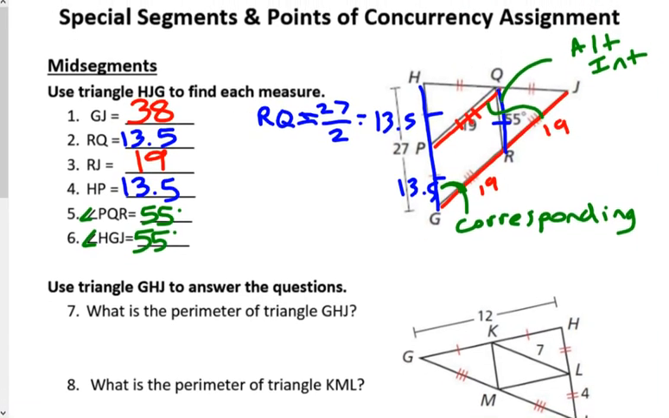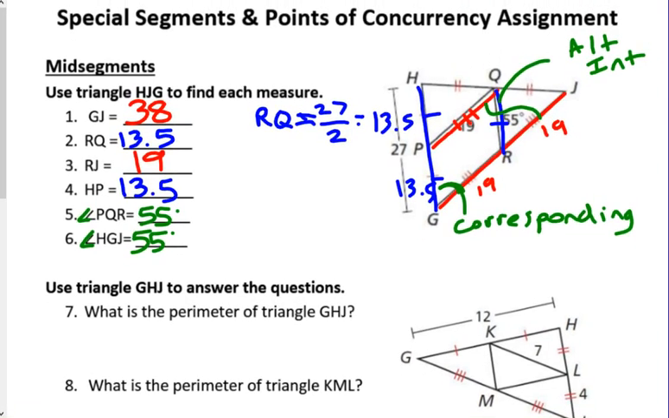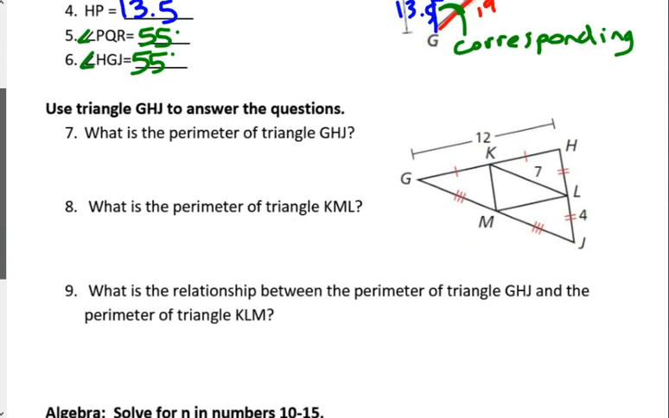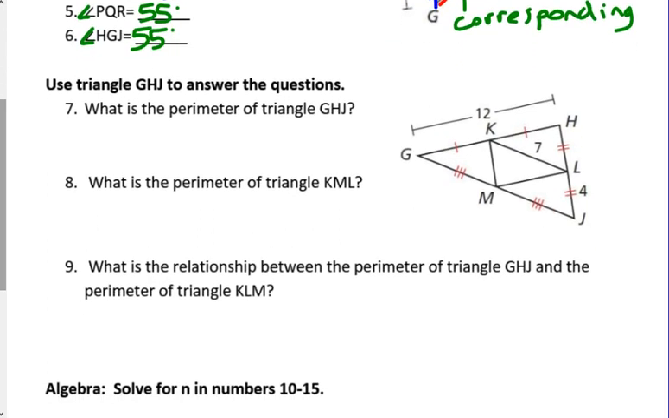Alright, bringing this down. Okay, number 7, what is the perimeter of triangle GHJ? So remember, for GHJ, that's the big triangle. So I already know GH is 12. Cool. Next thing I need to find out is HJ. So I know LJ is 4, so that means this is 4. So that means the whole thing is 8.